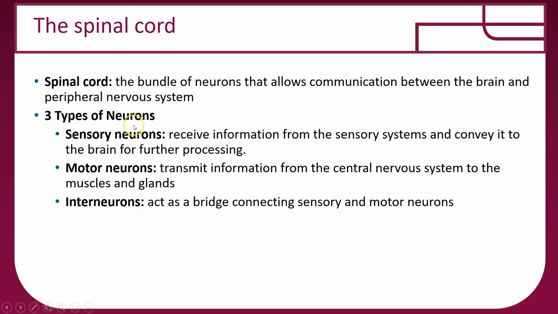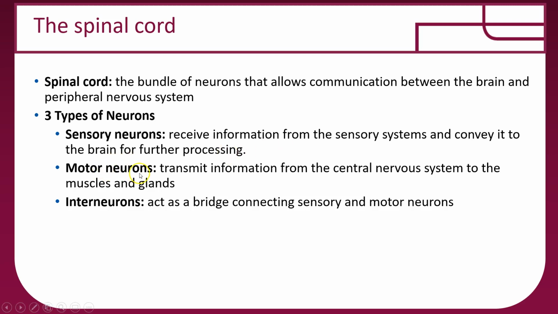There are three types of neurons. We have sensory neurons. Those are neurons that receive sensory information. That makes sense. And what are your senses? That's your vision, hearing, touch, taste, smell, and convey it to the brain for further processing. So sensory neurons bring information into our body from the world outside, right? Visual neurons bring information in about what you're seeing. Hearing neurons bring information in to the brain about what you're hearing, etc.